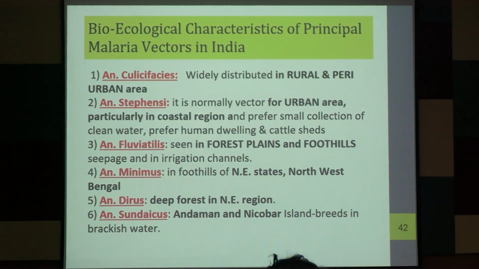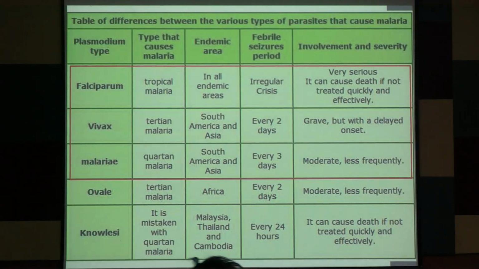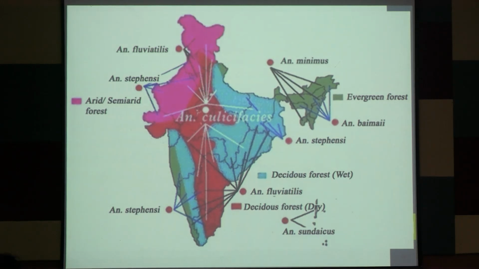That is why this is important. The other names you do not have to remember that much, but if you can, then remember fluviatilis is for forest areas, it also causes forest malaria, and minimus is for the foothills of northeastern states, dirus is also in the northeastern region, and sundaicus, okay. It was first identified in the Sundarbans but is distributed in the Andaman and Nicobar area, okay. This is also a picture. If you can remember the picture, it is easier for you to identify the species, okay.